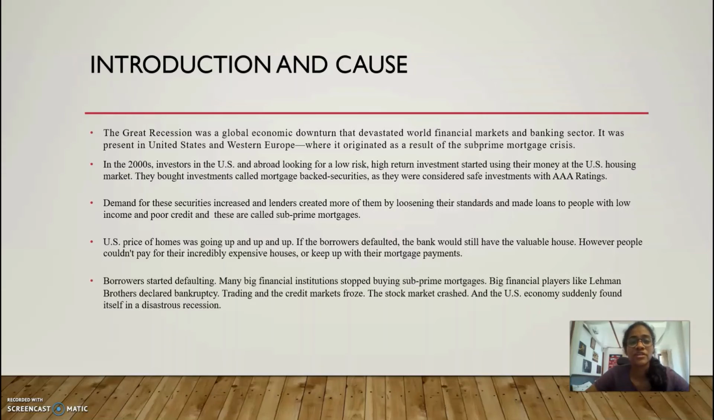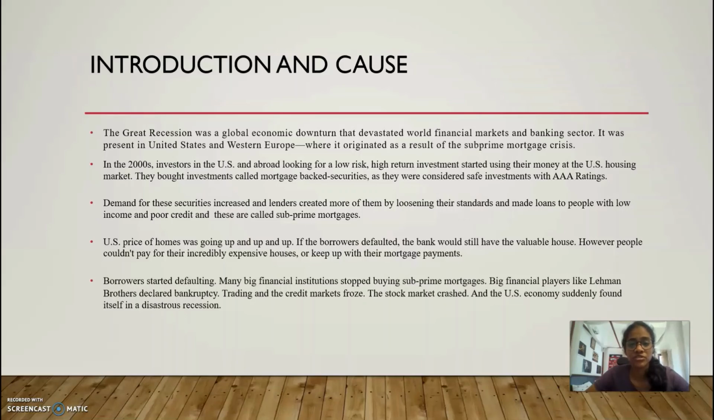So they started lending money to people that didn't have very good credit or had very unsteady jobs. This was known as the subprime mortgage. And as the investors and traders started throwing more and more money into the US housing market, the prices of these houses shot up by quite a lot. And they felt that even if borrowers did default, they could always just sell the house.